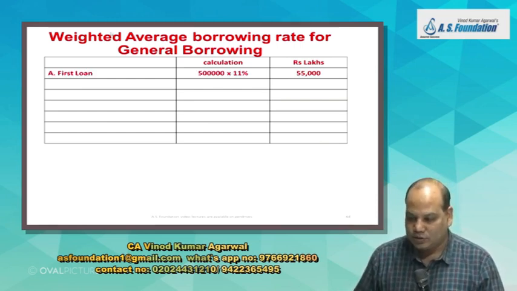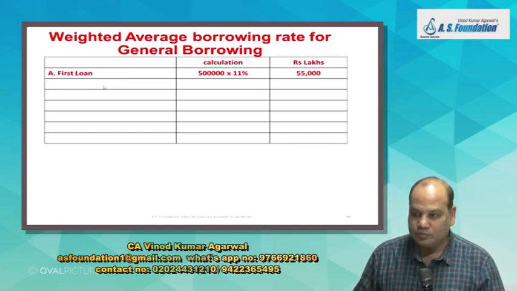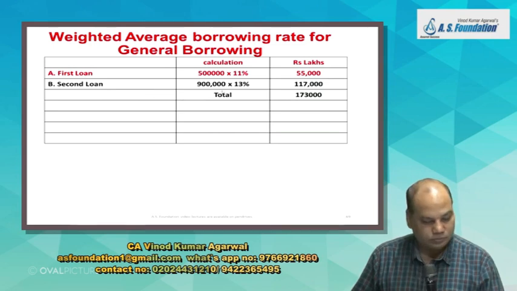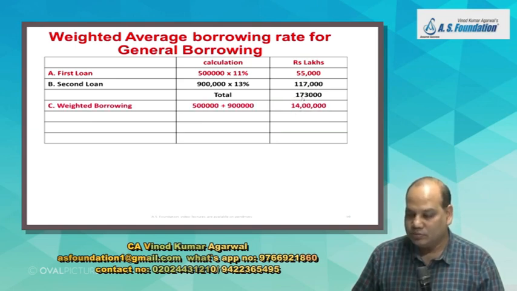First we'll find out how much is the interest. Under that, write down point A, interest on first loan, 5 lakh into 11%, is 55,000. And B, interest on second loan, 9 lakh into 13%, 1 lakh 17,000. Total is 1 lakh 72,000.